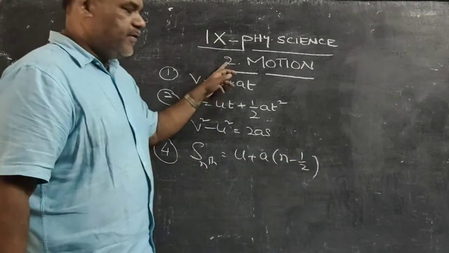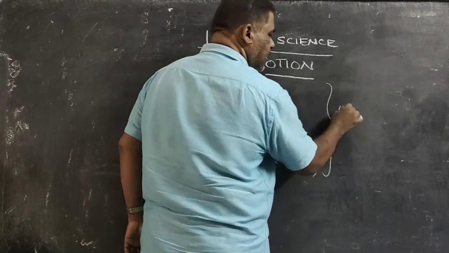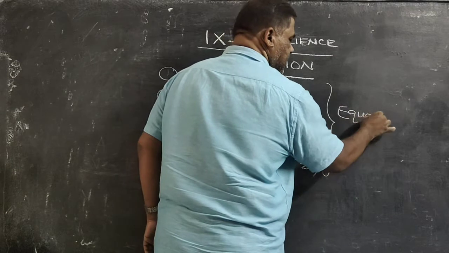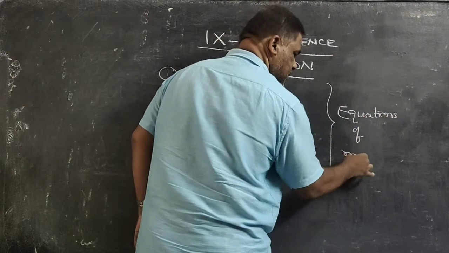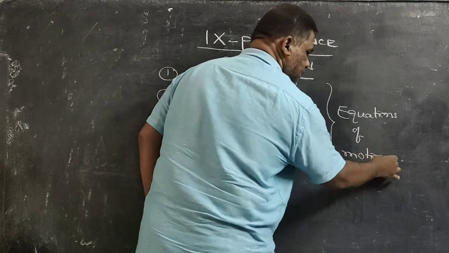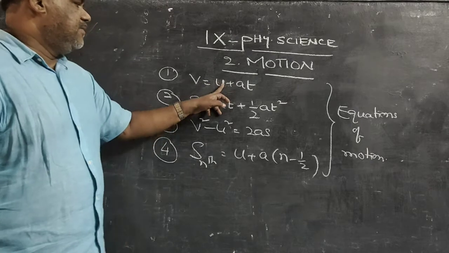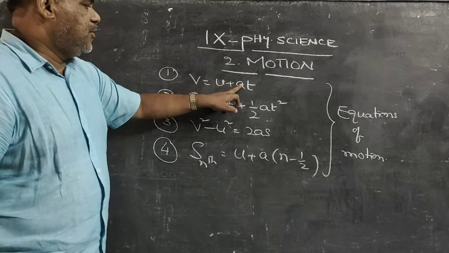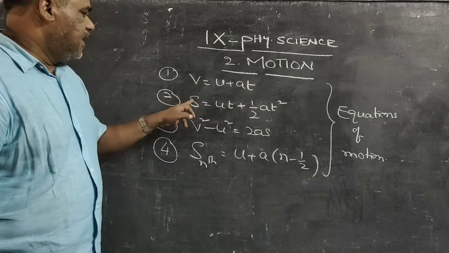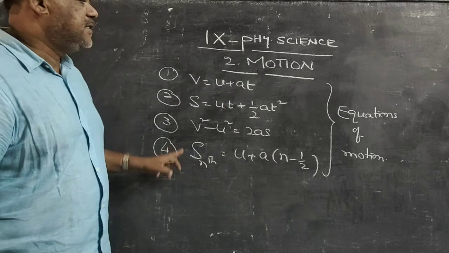So these four equations we derived in the previous class. These four equations are called equations of motion. Here U is called initial velocity, V is called final velocity, A is called acceleration produced, T is the time, S is called displacement. So these are the terms involved in these equations.